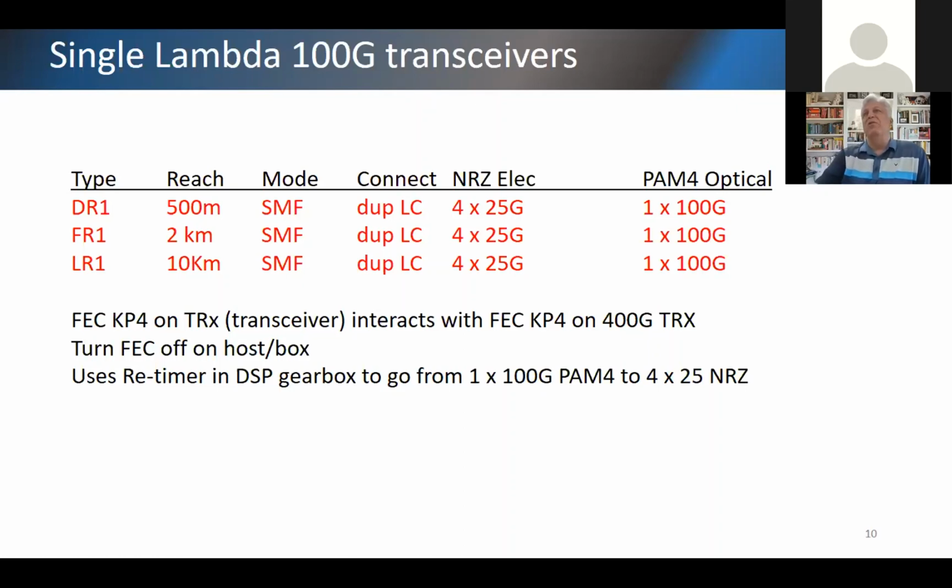One thing that's new on the 100 gig transceivers is that they have to use a retimer in the digital signal processing gearbox in order to go from 100 gig optical to 4x25 gig NRZ electrical. And remember, the optical is PAM4, and they're going to transmit that into NRZ on the electrical side. So there's a retimer in the gearbox to allow us to do that.